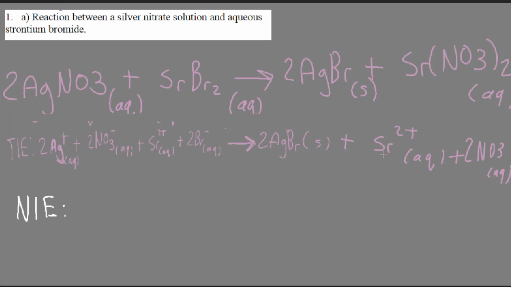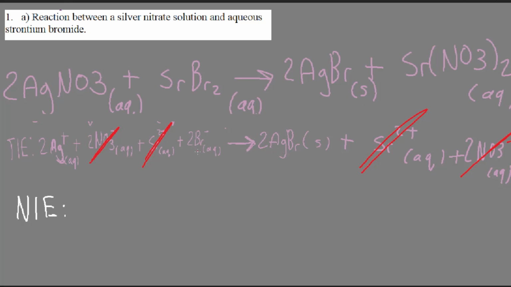We can cancel out strontium because strontium's here and here. Strontium gone. What else? We can cancel out nitrate as well. There's a nitrate here, nitrate here. Forgot to write the charge for that. Now, what else can we cancel? Well, we cannot cancel bromide or silver because although silver and bromide are on two sides of the equation, this does not actually disassociate. This does not break apart. It stays as a solid. So there's no ion to cancel out because it doesn't break apart into ions.